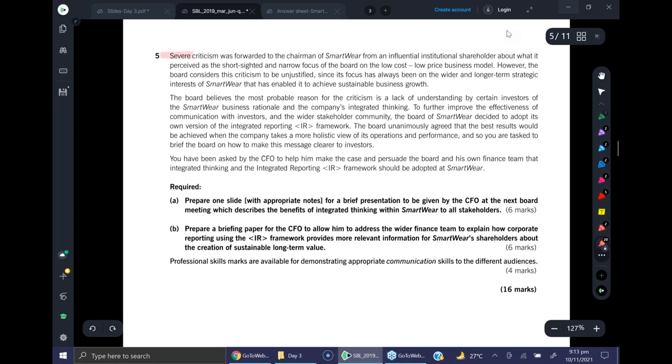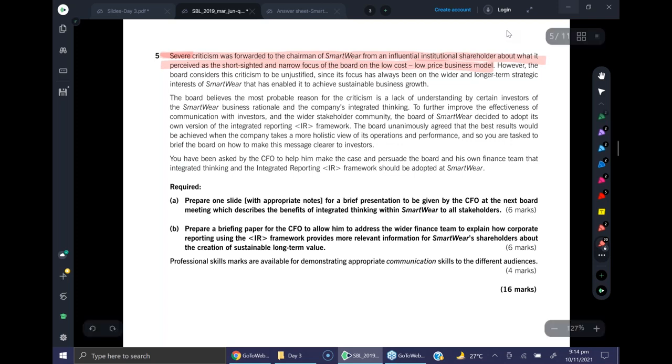So it says that severe criticism was forwarded to the chairman of SmartWare from an influential institutional shareholder about what is perceived as the short-sighted and narrow focus of the board on the low-cost, low-price business model. What is short-sighted and narrow focus? Narrow focus means that they are not taking care of all the aspects, multiple aspects. And short-sighted is like short-termism, that they're only focusing on short-term results, maybe. So the institutional investor is criticizing the chairman for this.